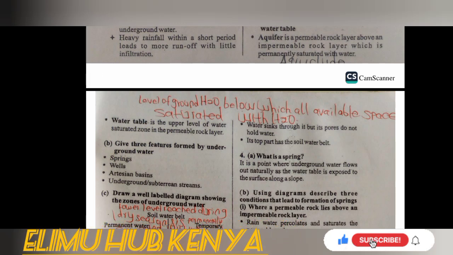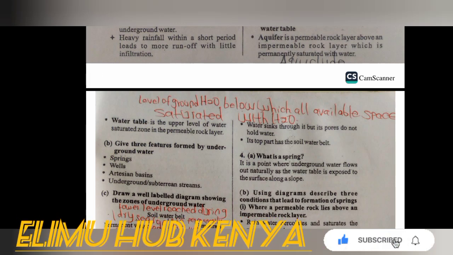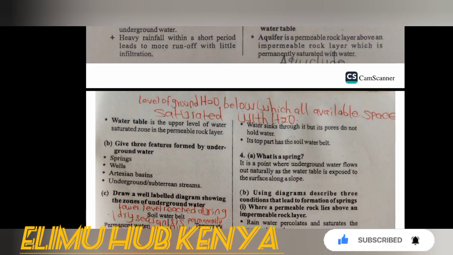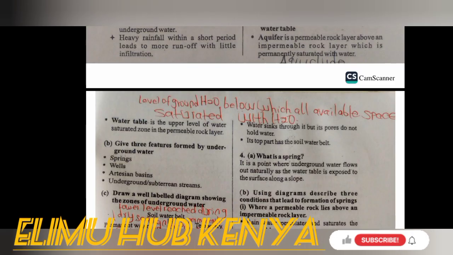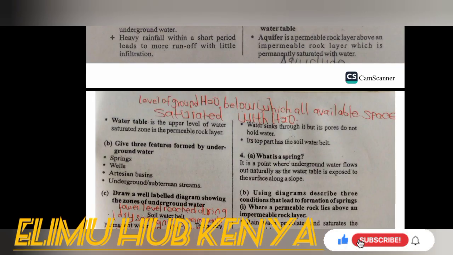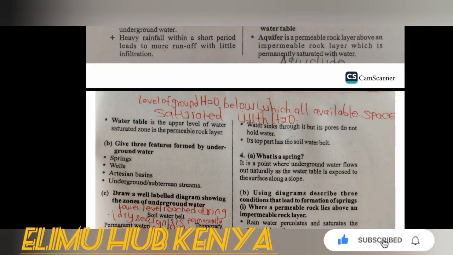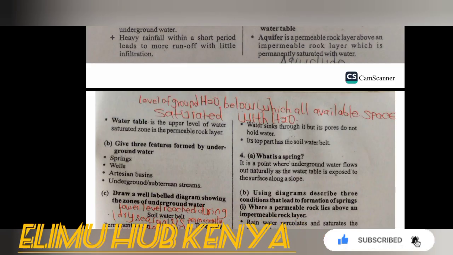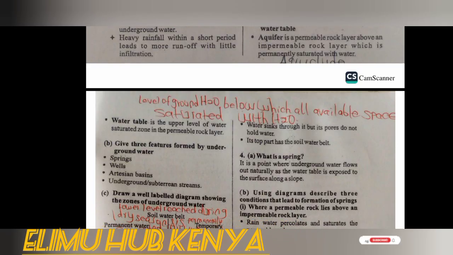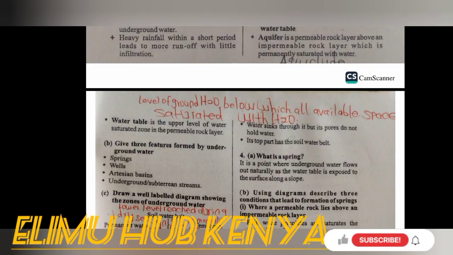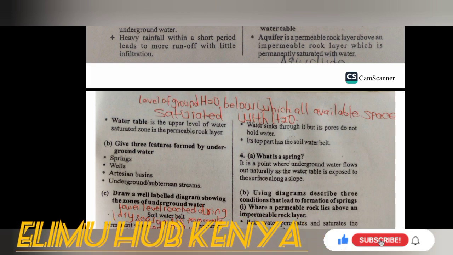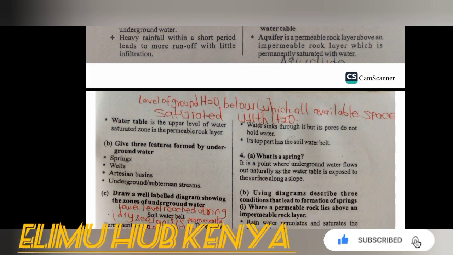Water table, on the other hand, is the upper level of water saturated zone in the permeable rock layer. It is the upper level of water saturated zone in the permeable rock layer, and we are going to see this one come out as we continue with our discussions, especially when we will be talking about the zones of the groundwater.